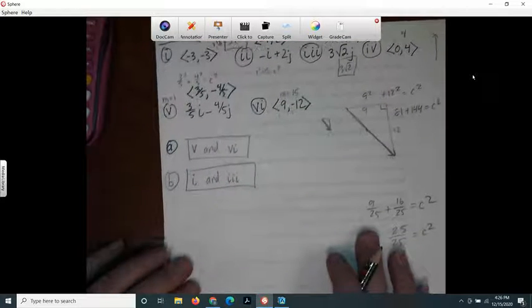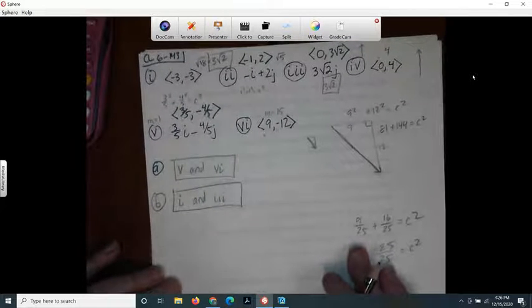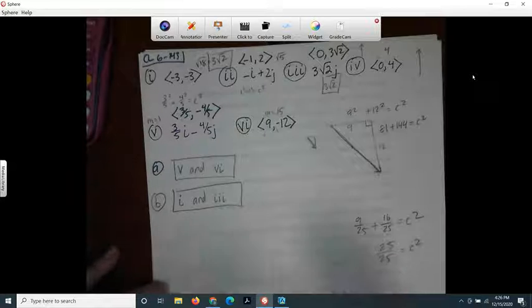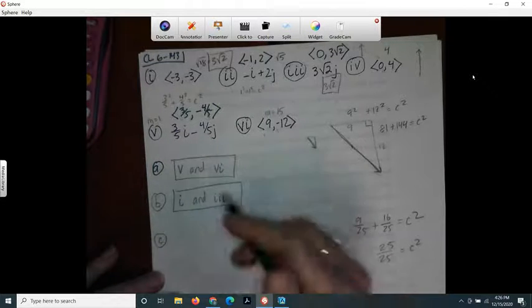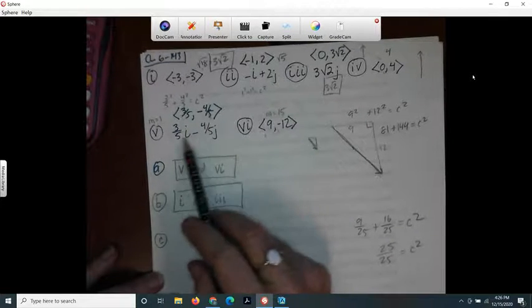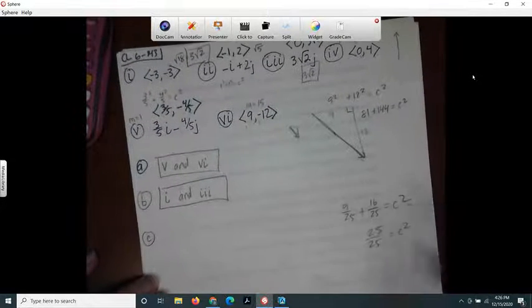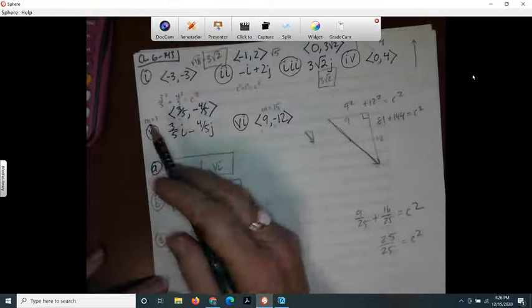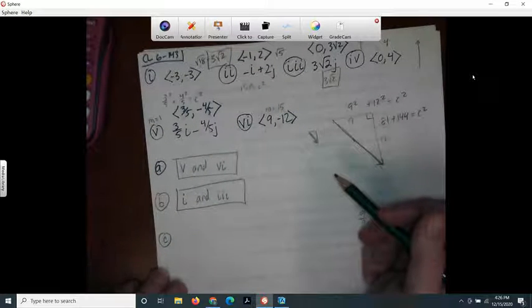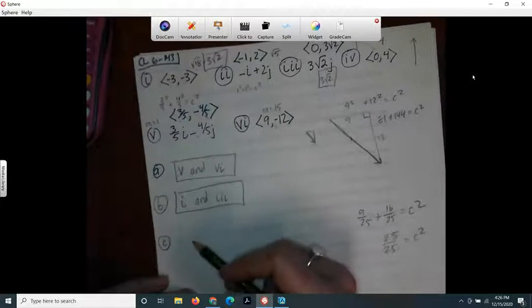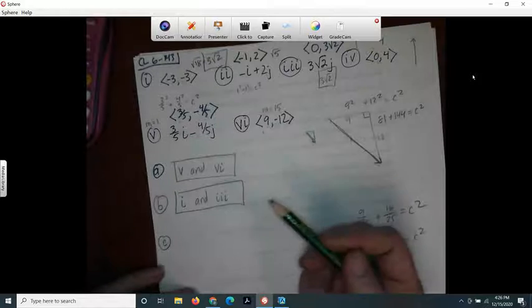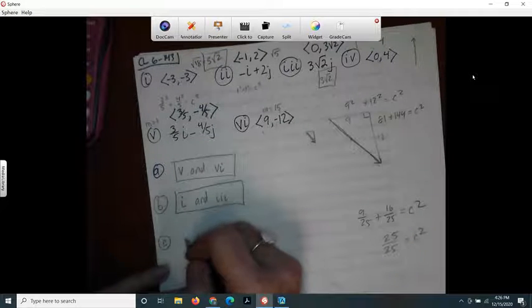And then letter C, which of these is a unit vector? When I did the Pythagorean theorem on this one, I found out that its length was 1. This magnitude is 1, so that means it's a unit vector. That's the definition of a unit vector, that its length is 1 unit. So I'm going to say it's V.